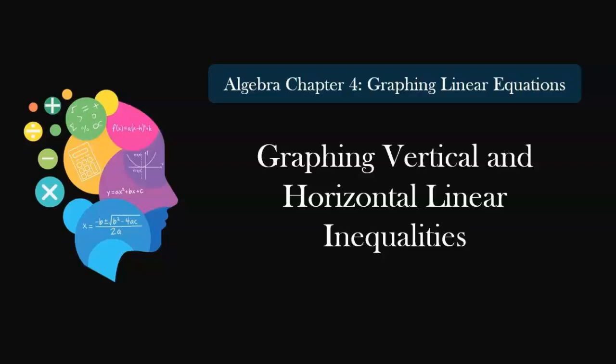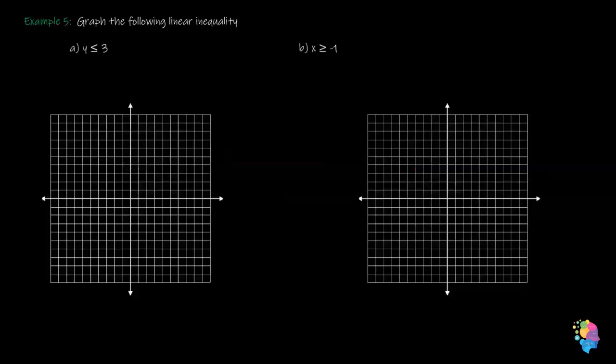In this last section, let's graph vertical and horizontal linear inequalities. We have graphed before inequalities in one variable, but when we did that, we were being asked to graph it in a single number line. Right here, they're asking us to graph this inequality in an x and y coordinate plane. So how are we going to do that?